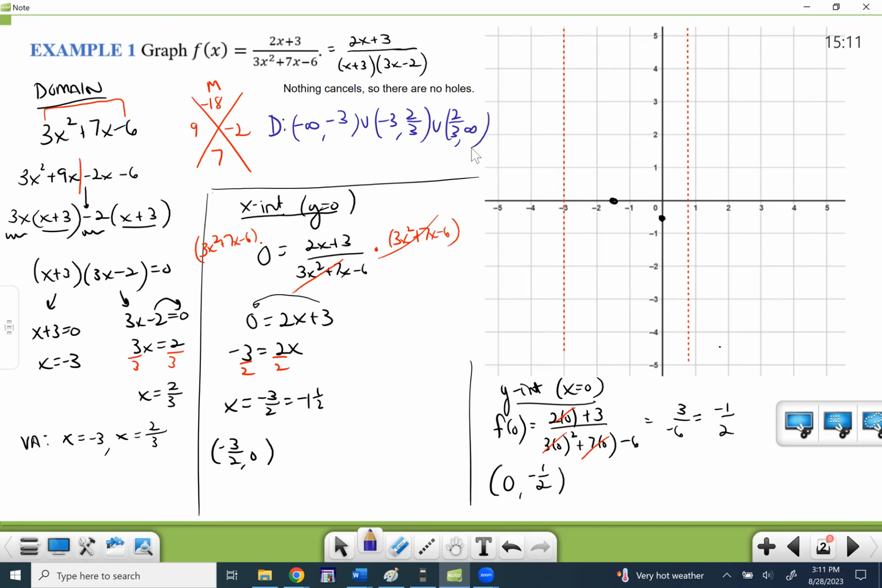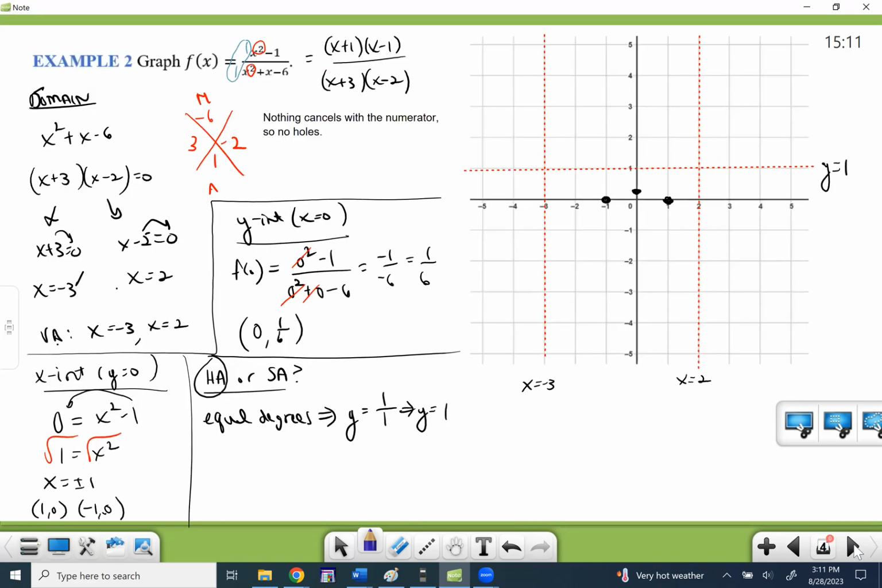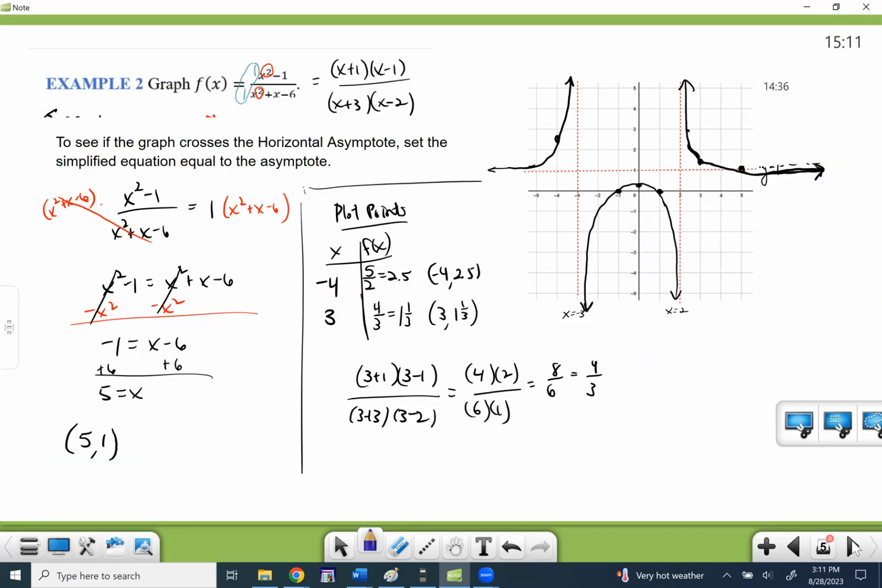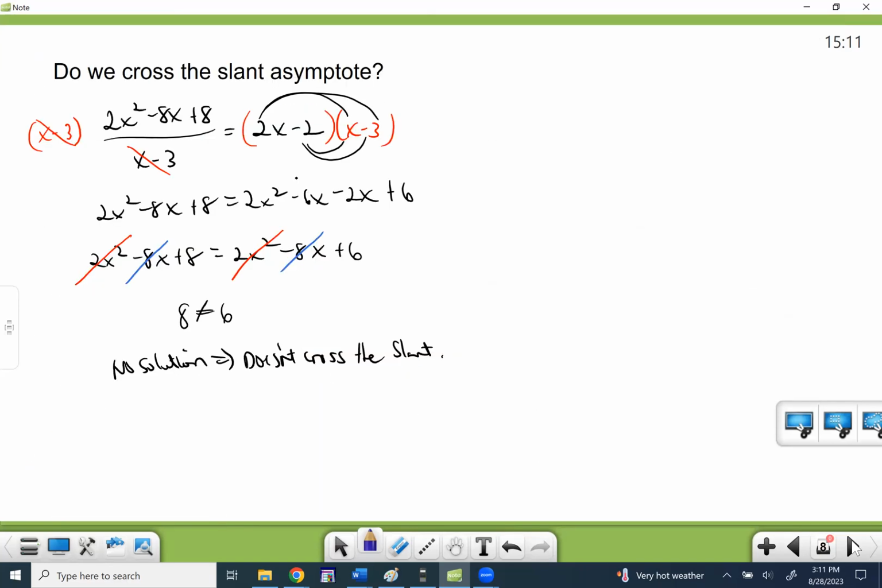It's hard to see it on this screen, but when you go to the next one, you can indeed see that that's the case, right? It's negative infinity all the way up to negative 3, negative 3 all the way to 2/3, and then 2/3 all the way to infinity. So basically the holes and the vertical asymptotes all get excluded when you're getting that domain.